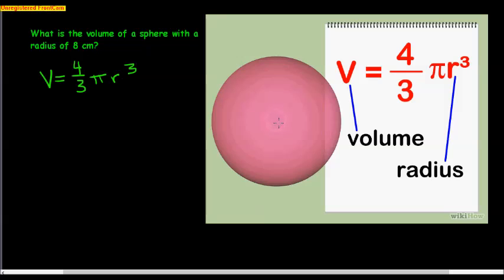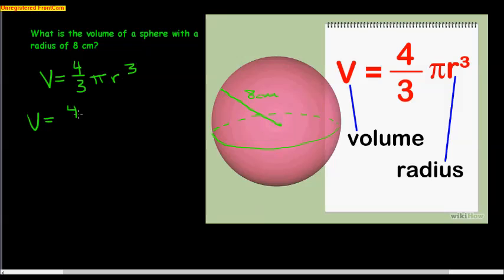So I'm going to add to my drawing here. I'm going to say if this is the center of the sphere, and this is kind of like the back curvature, and this is the front curvature, just to give you a little idea of depth, okay? This radius would go from here out to the edge, right there, and that would be 8 centimeters. So I just plug it in, all right? Just take a radius of 8 and plug it right in there.